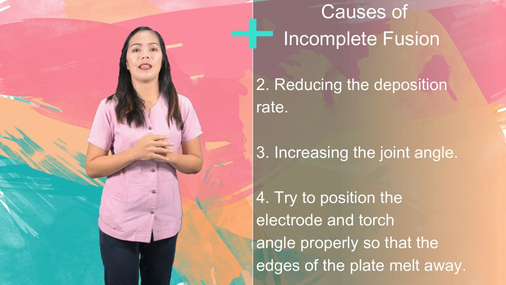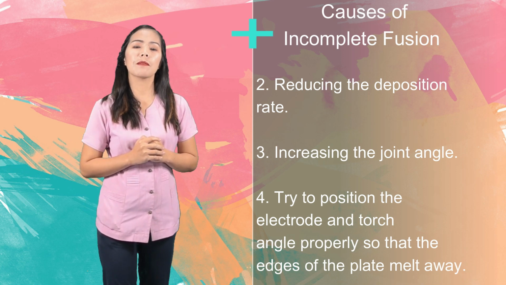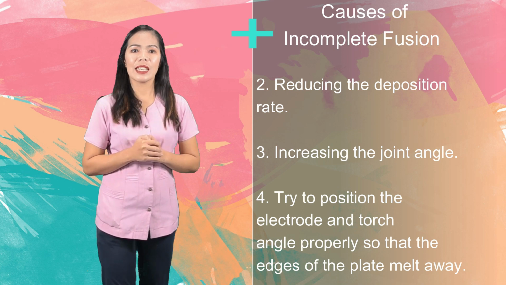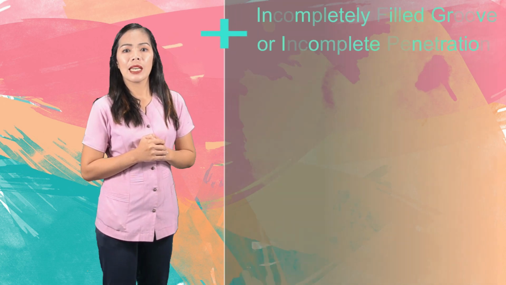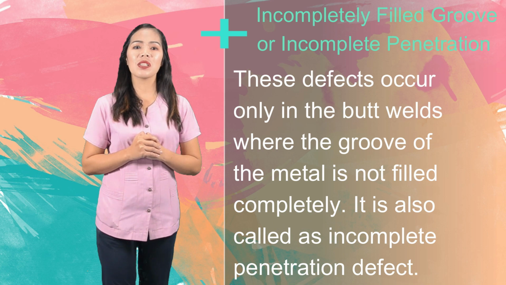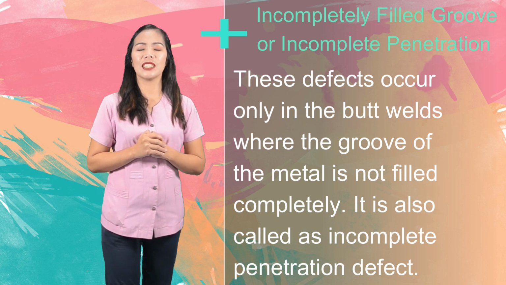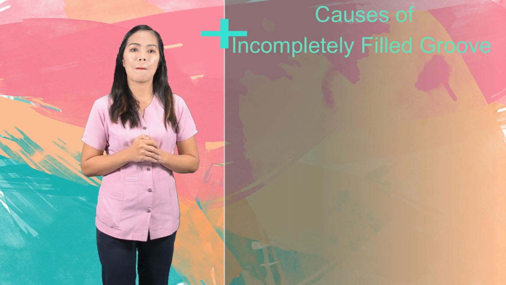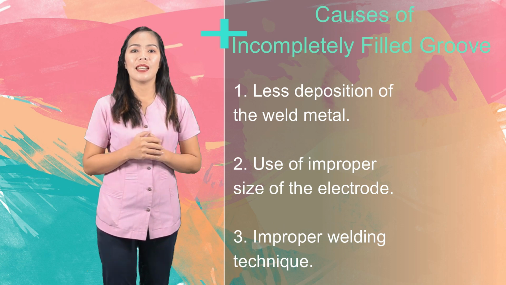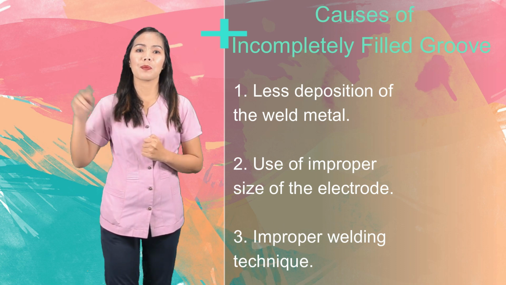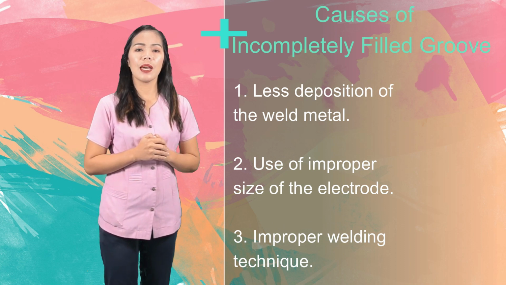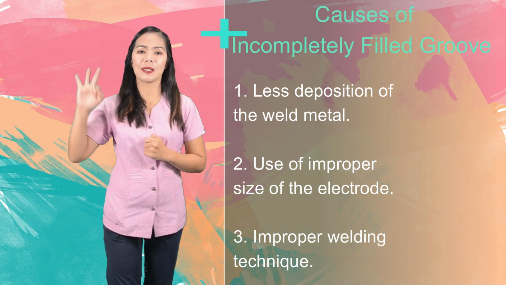Number 3. Incompletely filled groove or incomplete penetration. This defect occurs only in the butt welds, where the groove of the metal is not filled completely. It is also called as incomplete penetration defect. Causes of an incompletely filled groove. Number 1. Less deposition of the weld metal. Number 2. Use of improper size of electrode. Number 3. Improper welding technique.